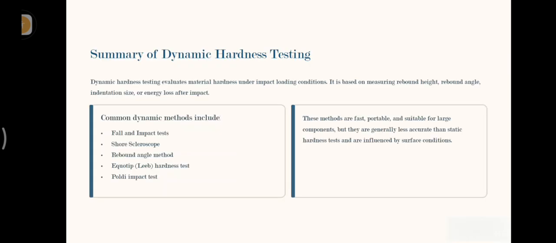So we have reached the last part, which is the summary. This evaluates materials under impact loading, and it measures the rebounded height, angle, indentation or energy loss. Some of the common methods are the Shore scleroscope, rebound angle, Leeb hardness test, Poldi hardness test, etc. These methods are very fast, and we can use them for very large components, but they are less precise compared to the static hardness test.